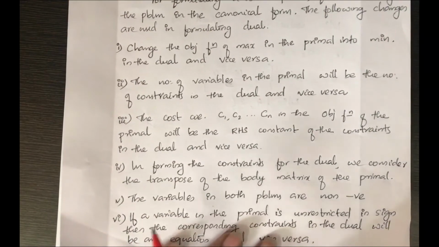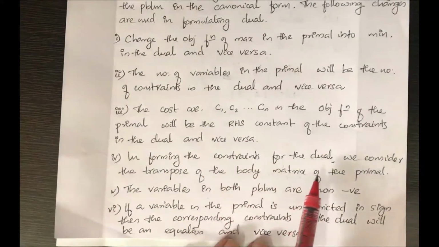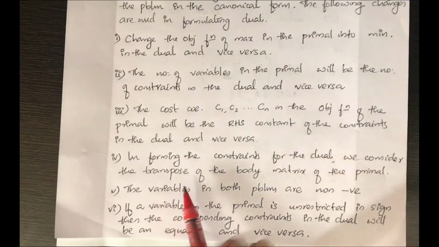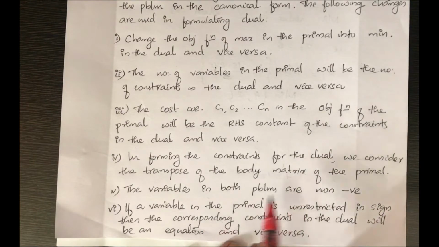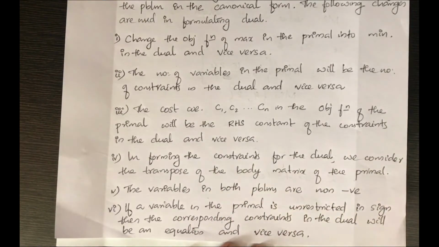Fourth, in forming the constraints for the dual, we consider the transpose of the body matrix of the primal. That is, the coefficient matrix of the left hand side of the constraints has its rows and columns interchanged, which gives the transpose of the matrix. Fifth, the variables in both problems should be non-negative. That is, there should be a non-negativity constraint also.